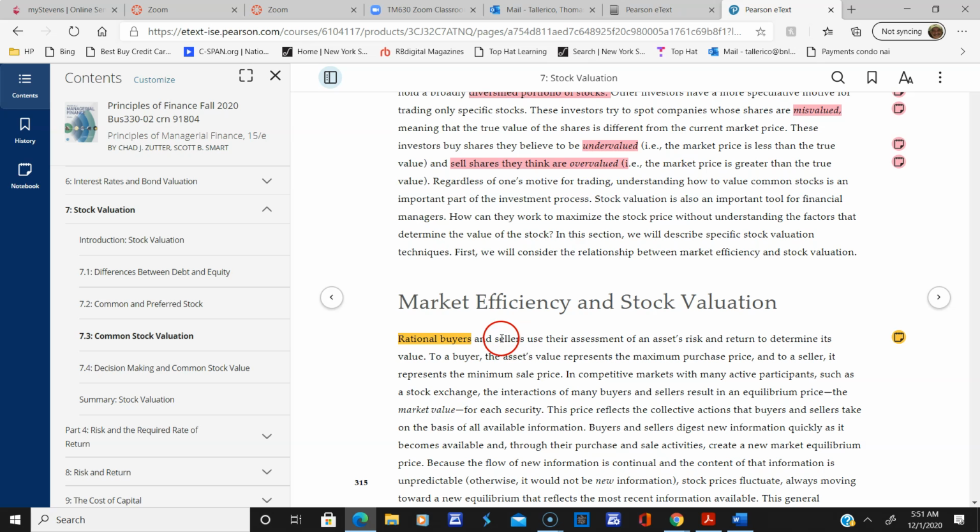So you have a rational buyer, and of course, on the other side, you're always going to have a seller, right? Because if you have a buyer, you have to have a seller. It's a zero-sum game. They use their assessment of an asset's risk and return, and these are the magic words here, risk and return, to determine its value. To a buyer, the asset's value represents the maximum purchase price, and to a seller, it represents the minimum sale price.